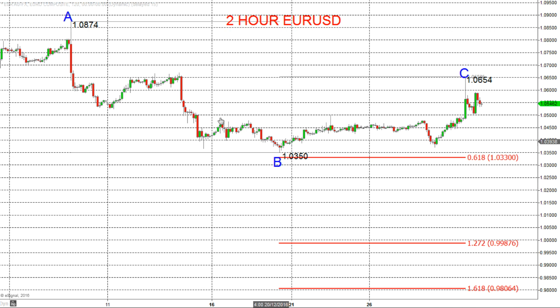What are these extension levels? Well, this is measuring from point A to point B. That would be measured as 100%, and then moving from here, from point C, extrapolate down. So this distance here is 61.8% of this entire A to B move measured down from C.